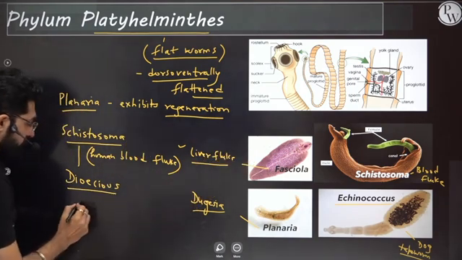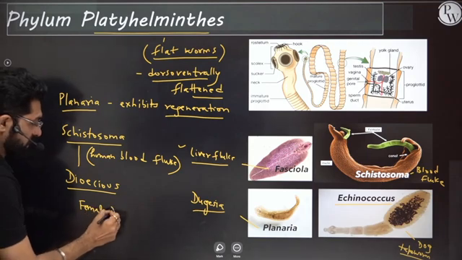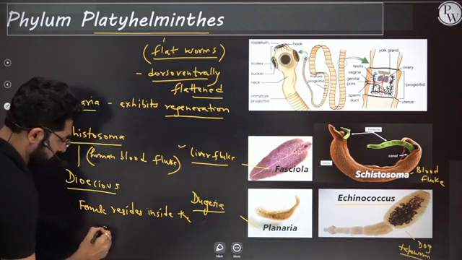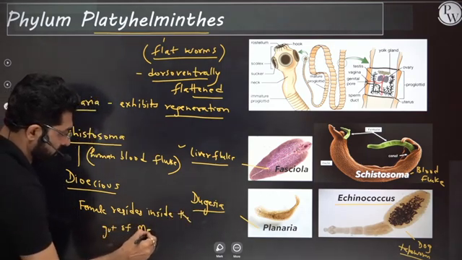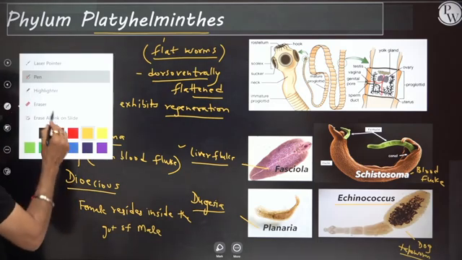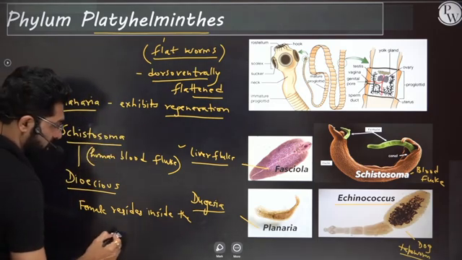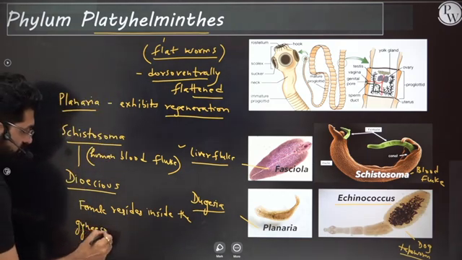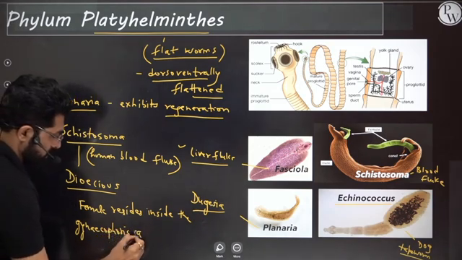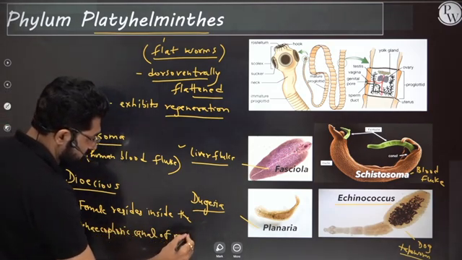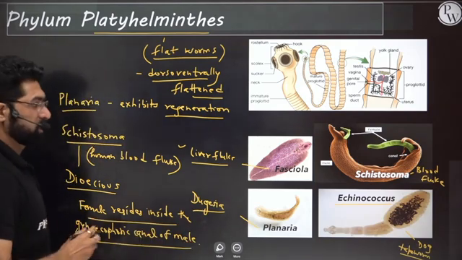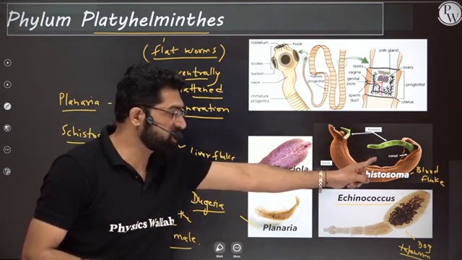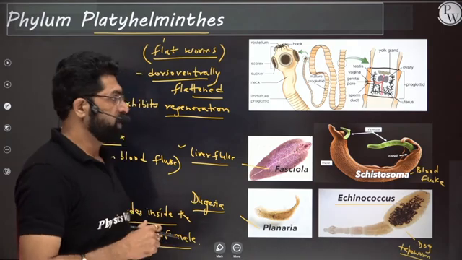And female resides inside the gut of male. Okay. Better you write inside the gynecophoric canal of male. Is it clear with you? The gynecophoric canal of male will have the female inside. This is very clear, you can see here in the diagram. Is it okay? Let's move further.